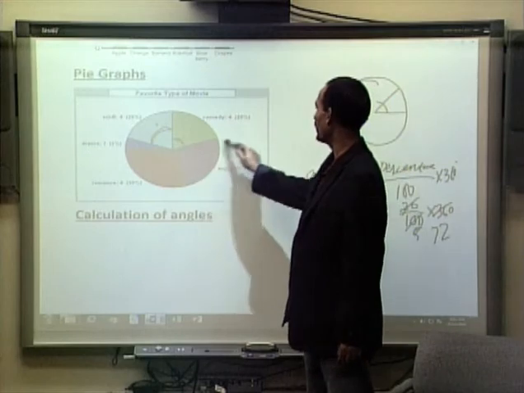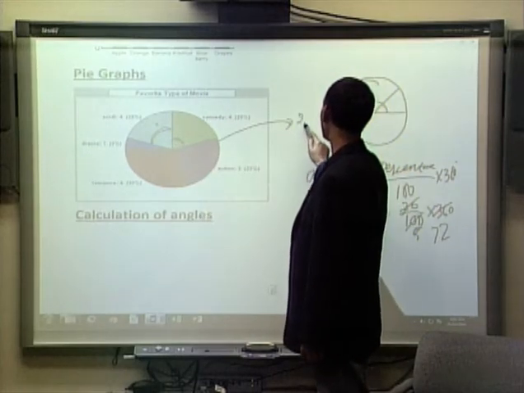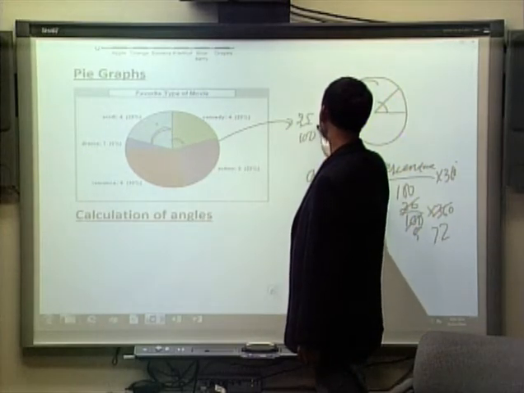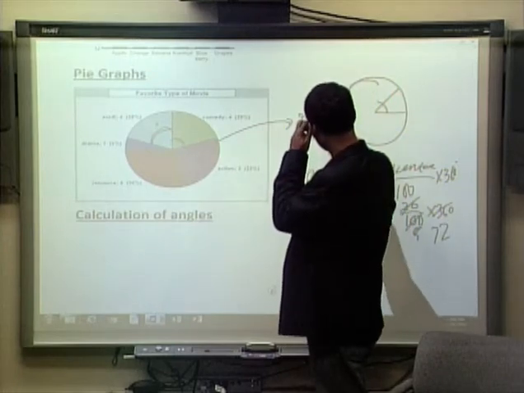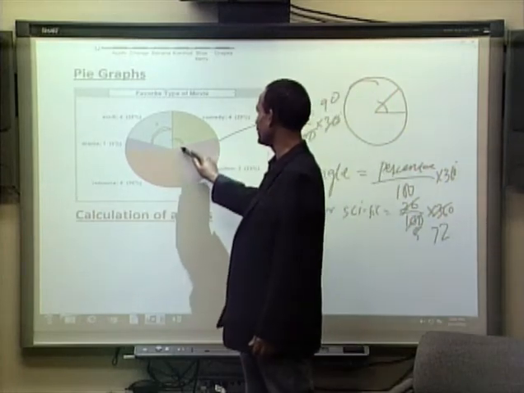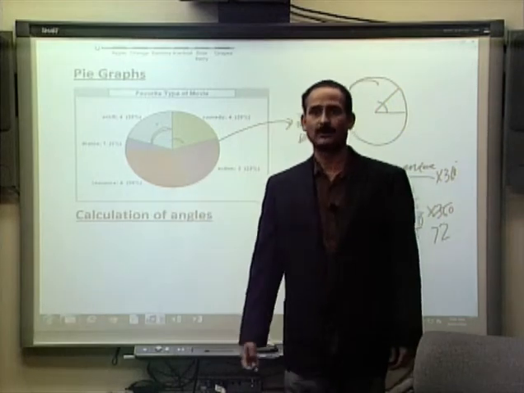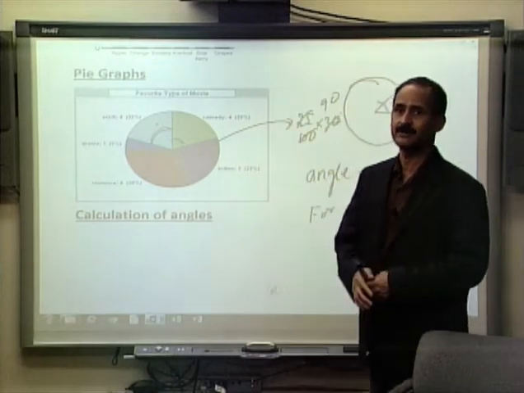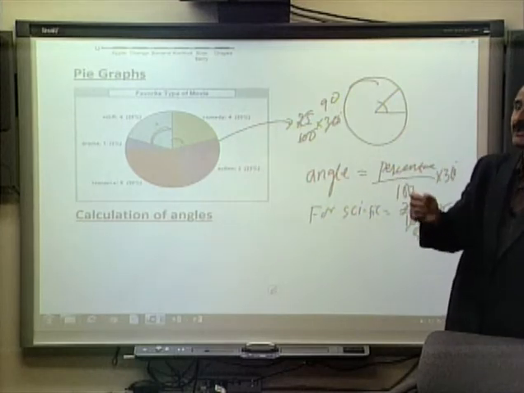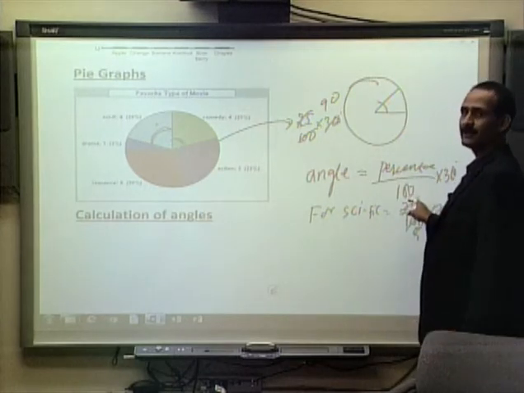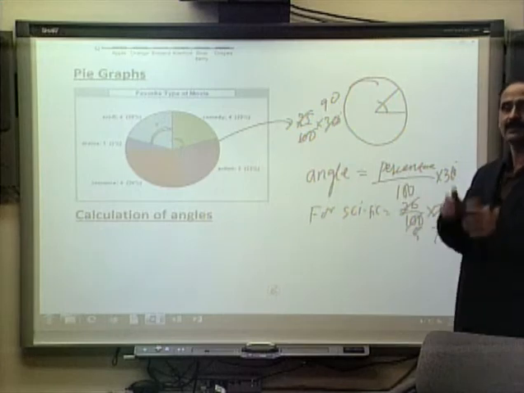If we want to find the angle for action, it will be 25 divided by 100 times 360. Well, that's 1/4 of 360, so this angle has to be 90 degrees, and so on. That's how we calculate the angle. First calculate the percentage in each category, divide the percent by 100 and multiply by 360, and we get the angle.